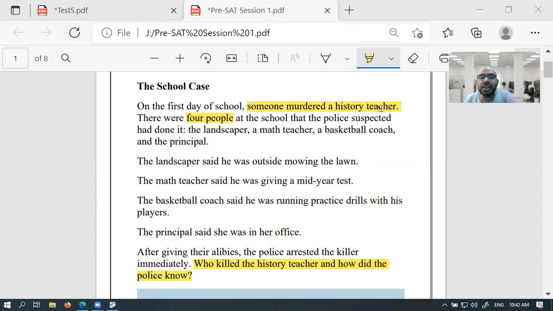Who murdered the history teacher? Noor, take into consideration that when the principal said she was in her office, she says, I was in my office. We have here a female principal, okay? So she says, I was in my office, so I didn't call the history teacher. So she was not talking about the history teacher here, okay?